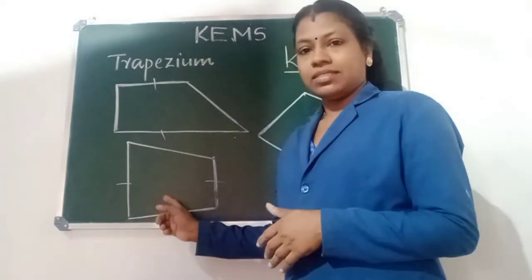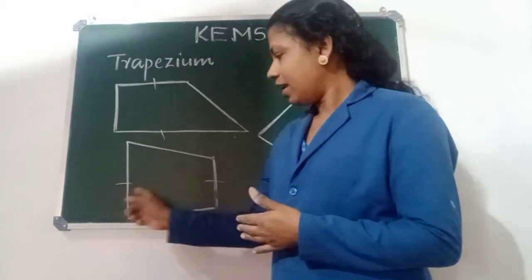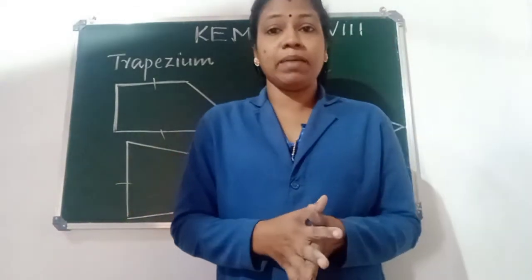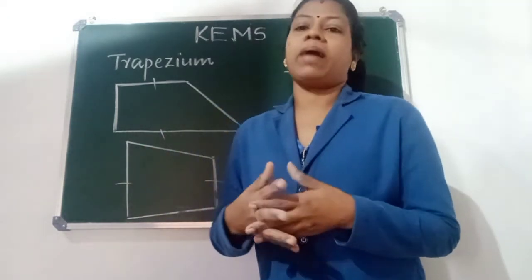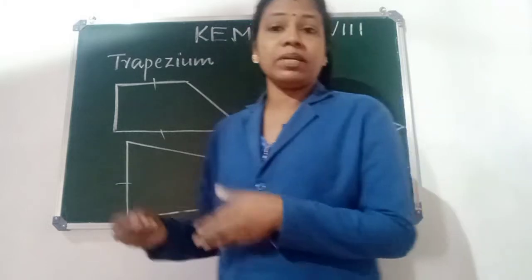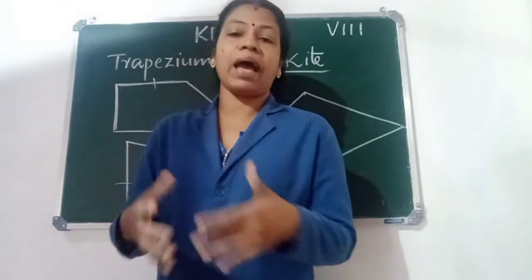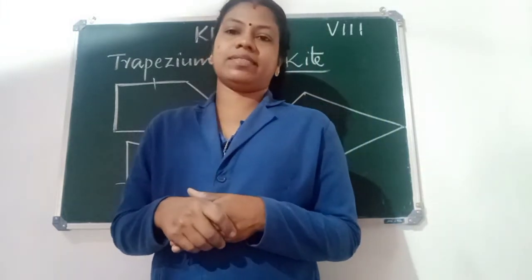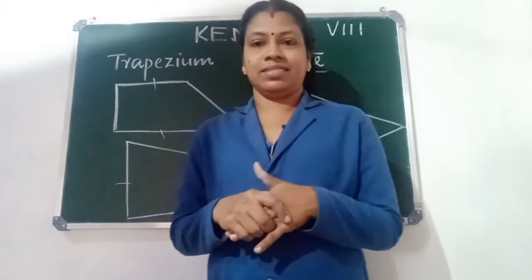And look at here, this is another trapezium. So here, these two sides are parallel. So a trapezium is a quadrilateral with one pair of parallel sides. Okay, clear? Yes. Then the second one is a kite.